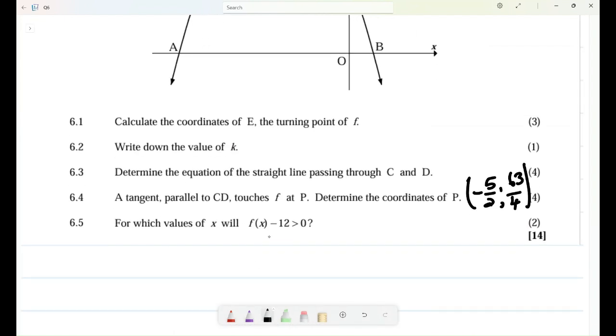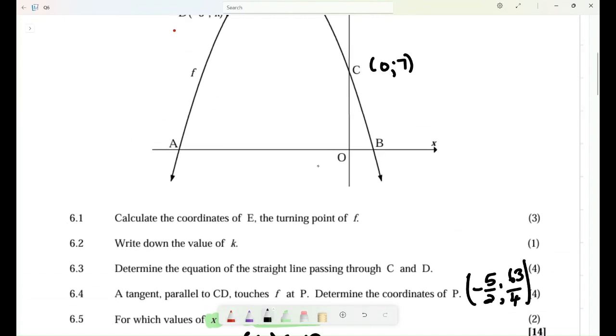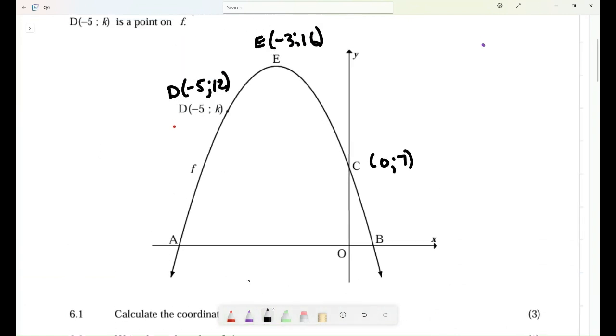The question says now to us, for which values of x will f of x minus 12 be greater than 0? You can rewrite this as f of x is greater than 12. So for which values of x is f of x greater than 12? Where is 12? Remember the coordinate here. It is 12 here. Agree with me? The coordinate here, it is 12. Why? Because this is the coordinate of D, it is negative 5 and 12.